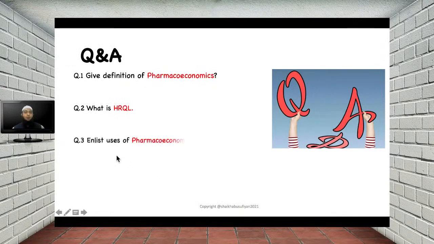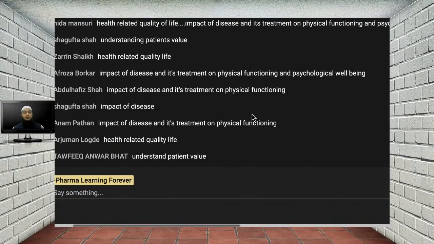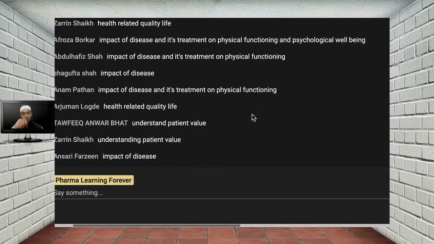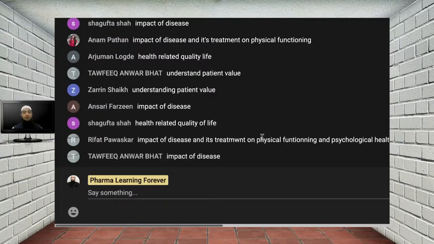Okay, let's move on to the third question. Enlist the uses of pharmacoeconomics. So we have seen there are three important uses of pharmacoeconomics. Let's see who gives the first answer. I'm expecting all three uses of pharmacoeconomics in your answer.